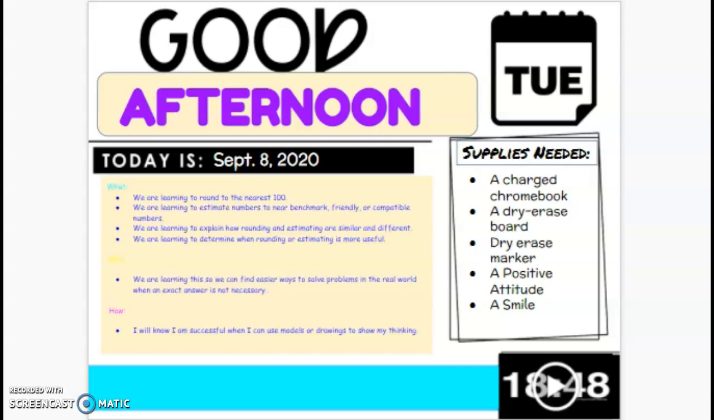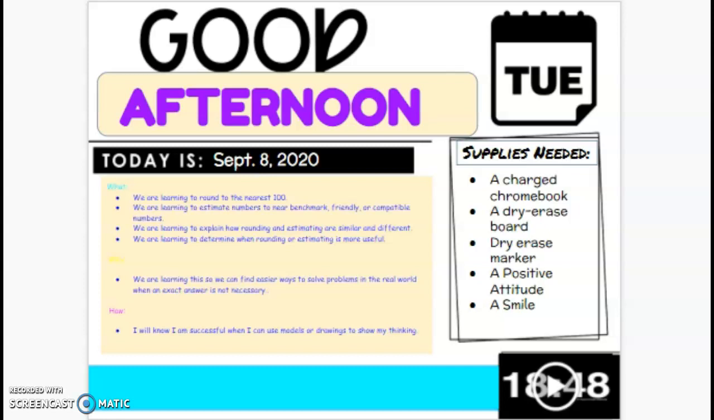I'm really excited because we're actually going to get started with math class today. And in today's lesson, we're going to be learning about rounding to the nearest hundred. We're going to be learning how to estimate numbers using near benchmark, friendly, or compatible numbers. We're going to be learning to explain how rounding and estimating are similar and how they're different. And we're going to be learning to determine when rounding or estimating is more useful.